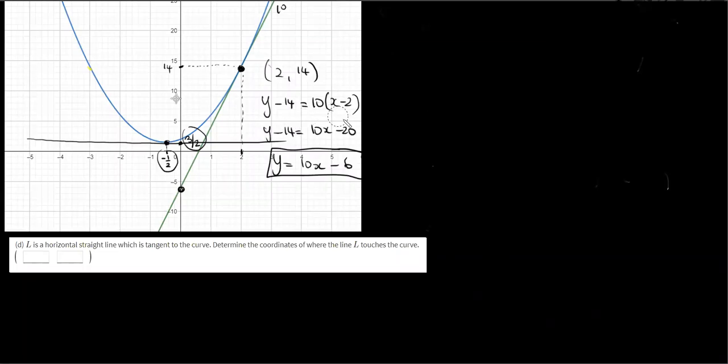Alright, so I forgot to include the solution for question D in the previous video. The question D is: there is a horizontal line which is tangent to the curve. You can see this black line, that's a horizontal line, and you can see that it is tangent to this parabola. Any other horizontal line is actually not tangent to the parabola.